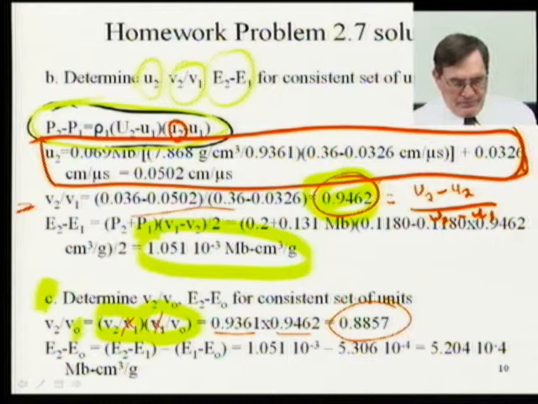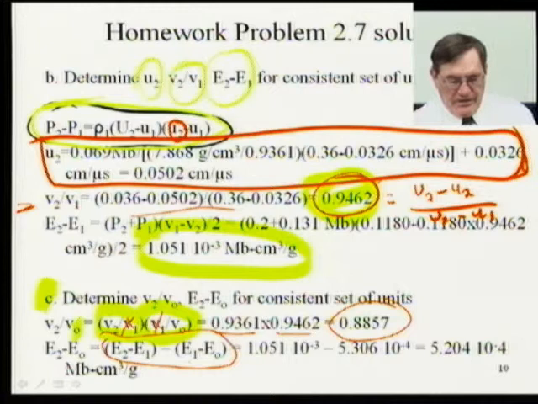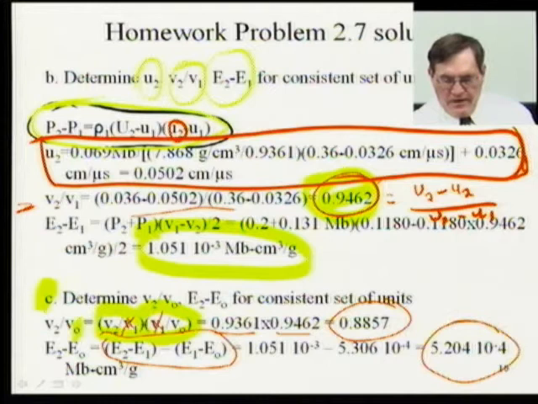And again, we do a very similar thing to get the energy. The total energy from the initial state to behind the second shock is just the subtraction of the two energies, delta E's. And it turns out to be 5.204 times 10 to the minus 4th megabar centimeter cubed per gram.